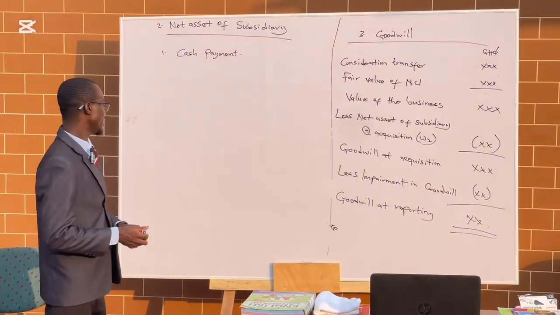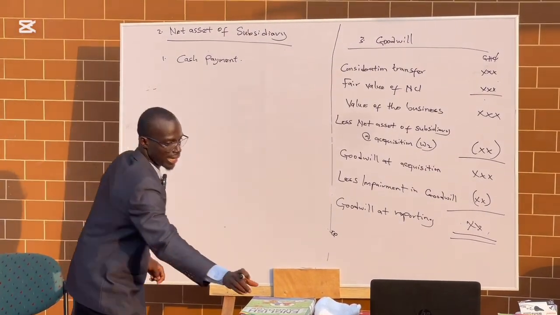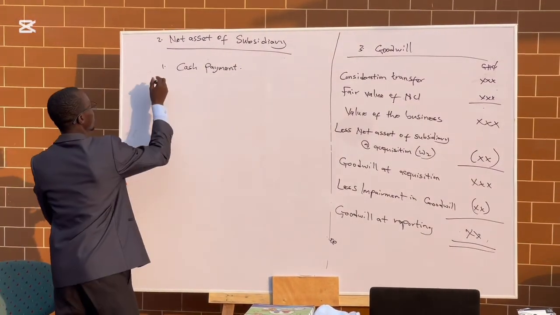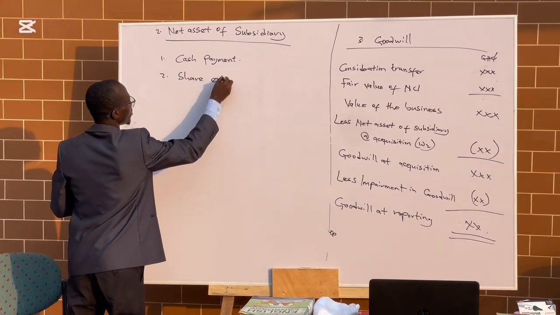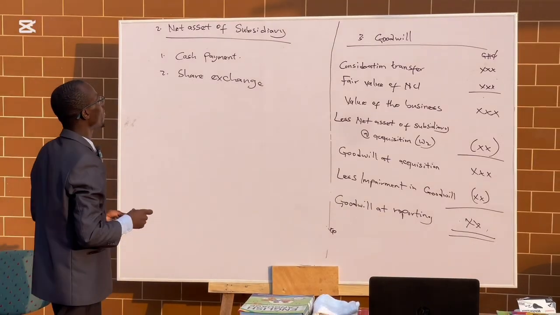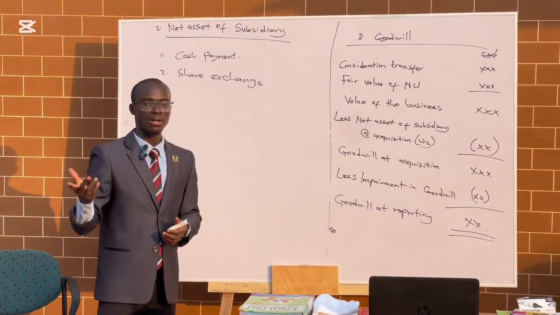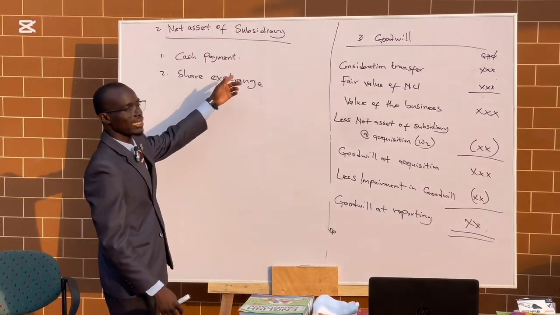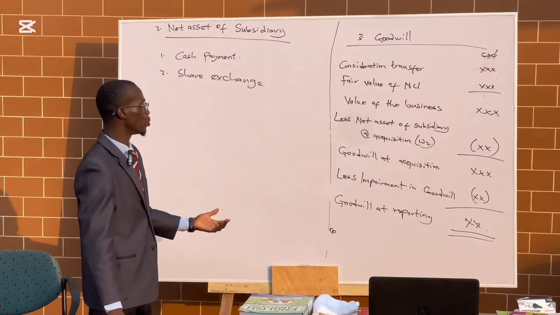Sometimes they will tell you that there is a share exchange. So the second one is share exchange. The share exchange comes in whereby the parent exchanges shares to buy another organization. In this case, they are not paying cash directly, but they are using shares. That's the difference.